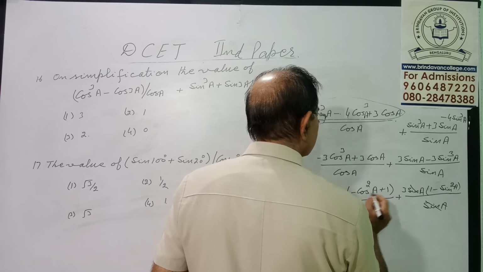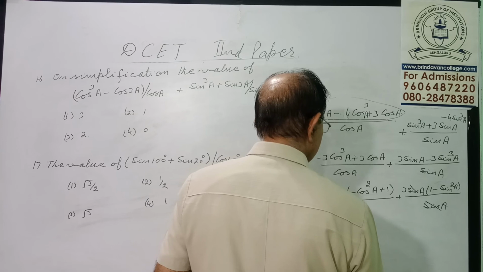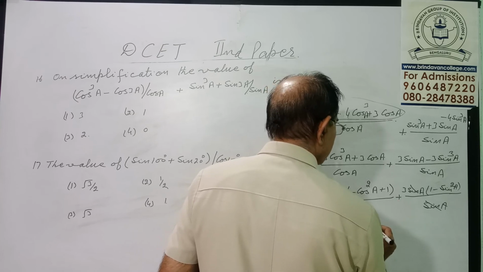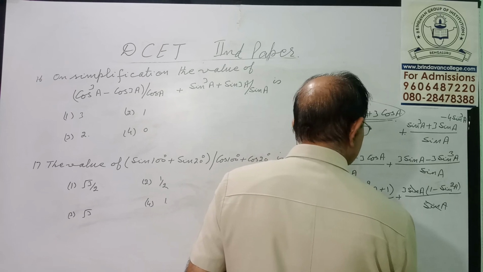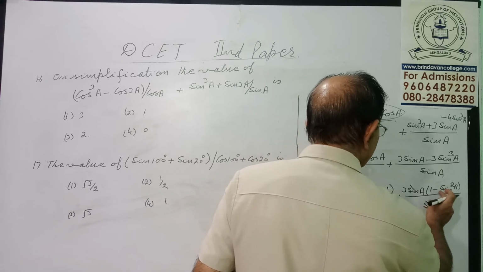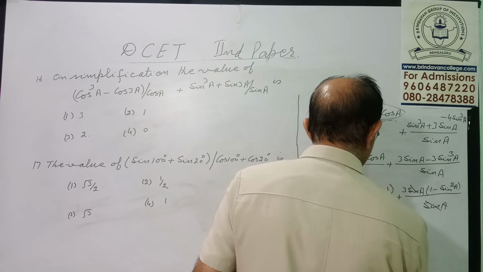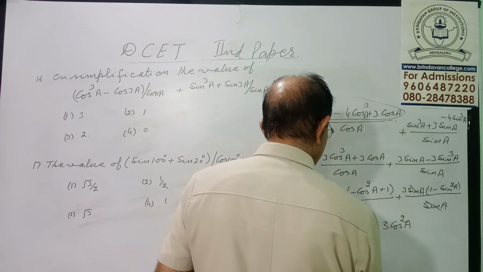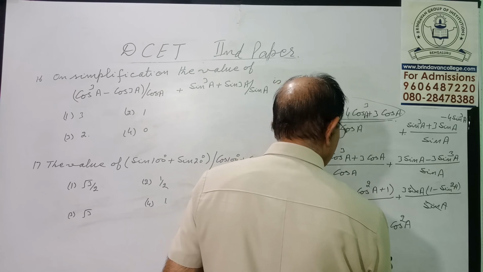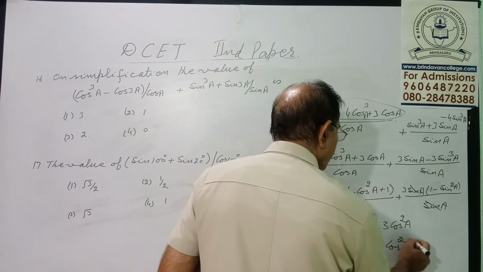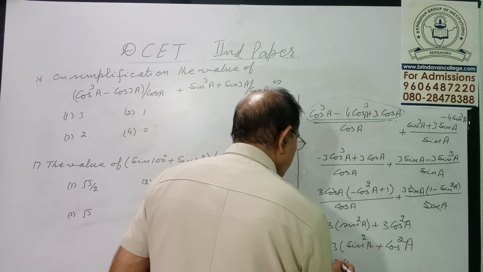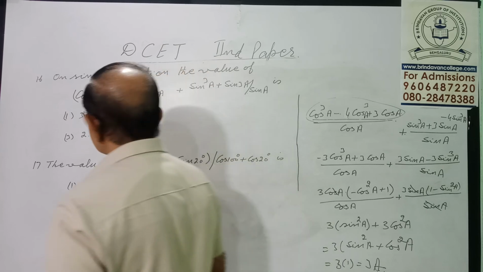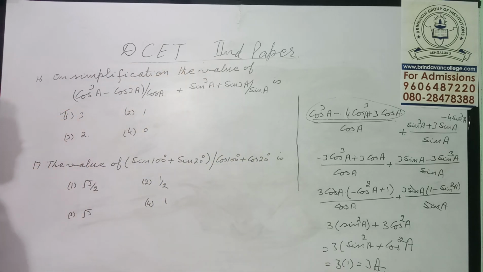Then we will get 1 minus cos square theta, that is sin square theta, plus 1 minus sin square theta, which means cos square theta, that is cos square A. 3 we can take common, sin square A plus cos square A, which will come out to be 3 into 1, that is 3. 3 means the first one is the answer. You have to take the first one.